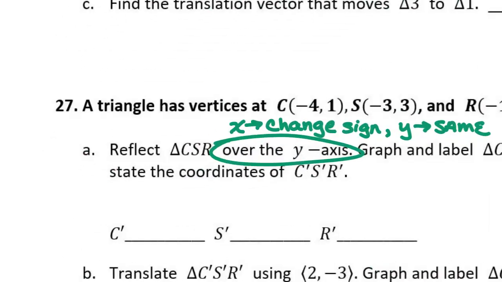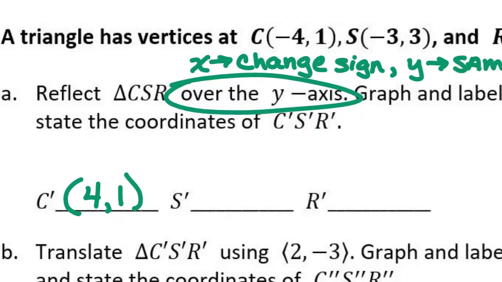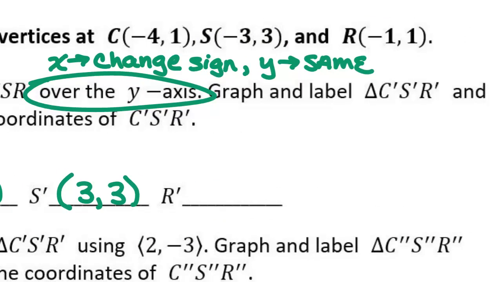So I'm going to look at each of these ordered pairs. In C, we have negative 4, 1. So C prime, we change the sign of x, that's 4, but the y stays the same. Then we come over here to S, that's at negative 3, 3. So S prime, we change the sign on x, we leave y alone. And then R, negative 1, 1, we change the sign on the x, we leave y the same.